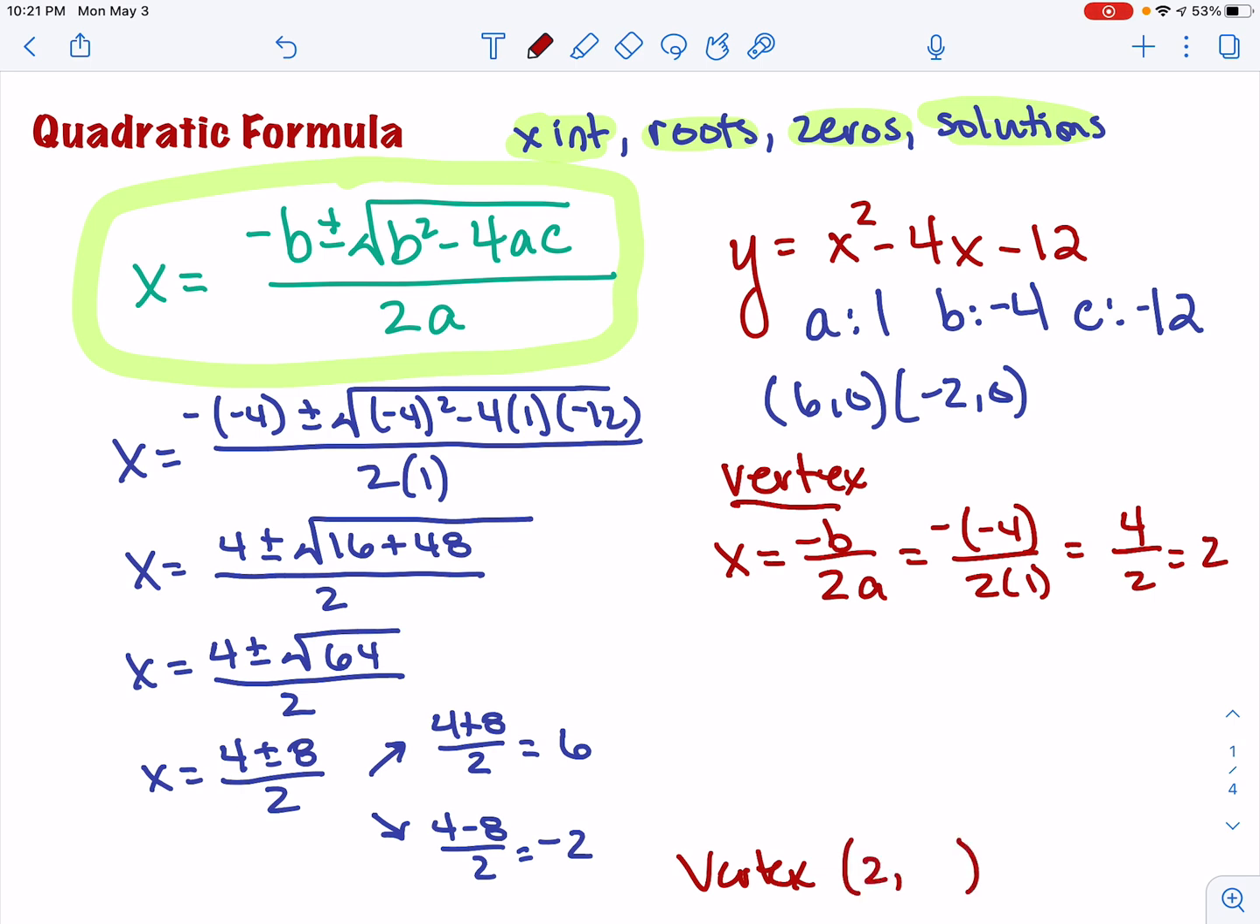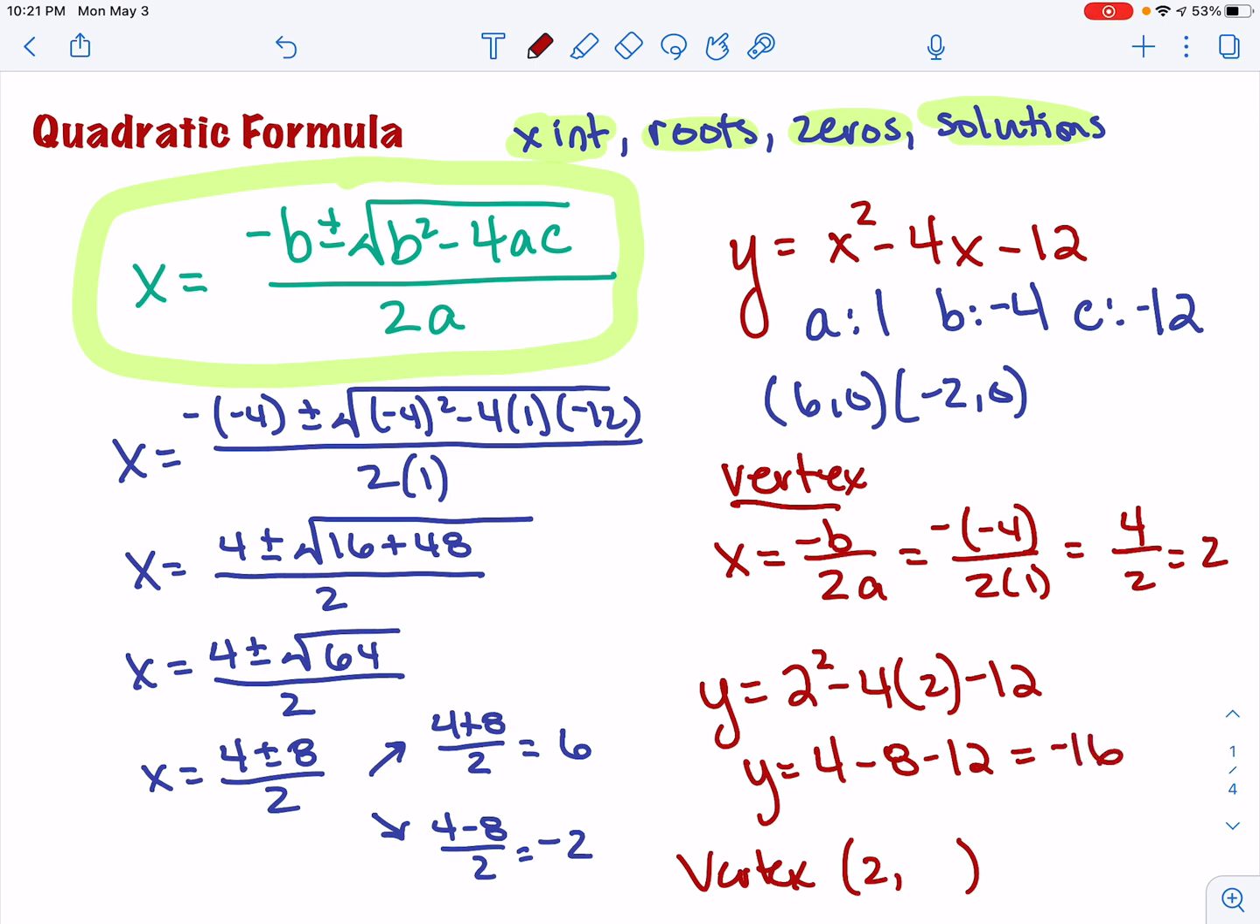Now to figure out what that something is, I'm going to go back to my original equation, y equals, and anywhere I see x, I'm going to substitute in 2. So 2 squared minus 4 times 2 minus 12. So let's see, 4 minus 8 minus 12, and that would give me -16. So my vertex would be (2, -16).